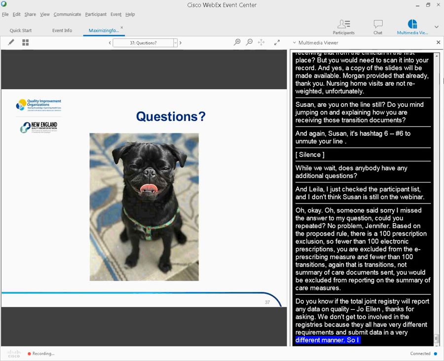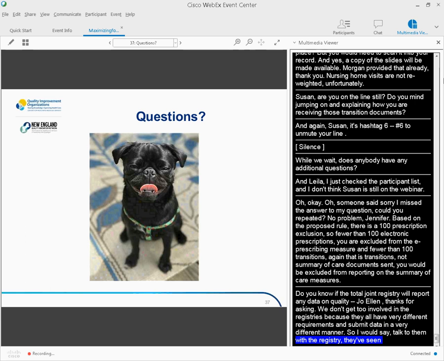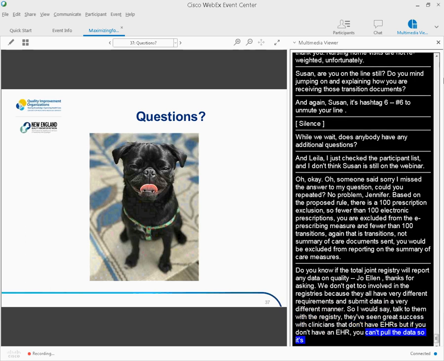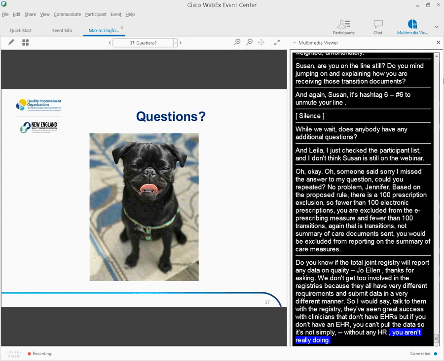We have seen great success with clinicians that don't have EHRs. However, if you don't have an EHR, you can't pull the data required for the advancing care information measure. So it's not simply, are you... without an EHR, you're really not doing any of these activities. So I'm not sure how you would achieve credit, even utilizing the registry.